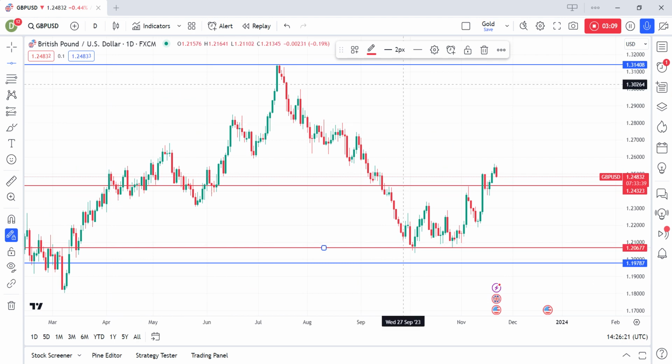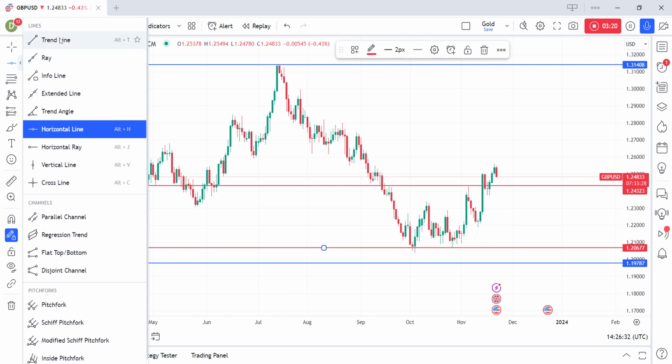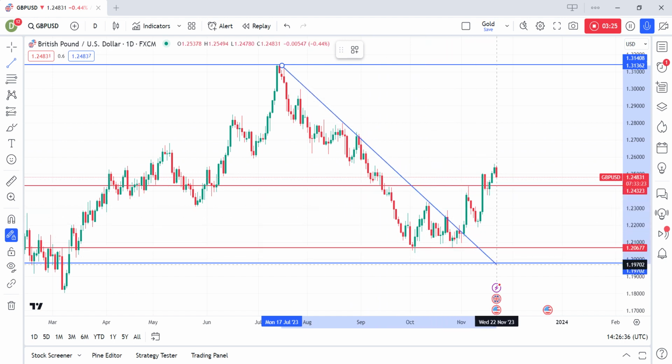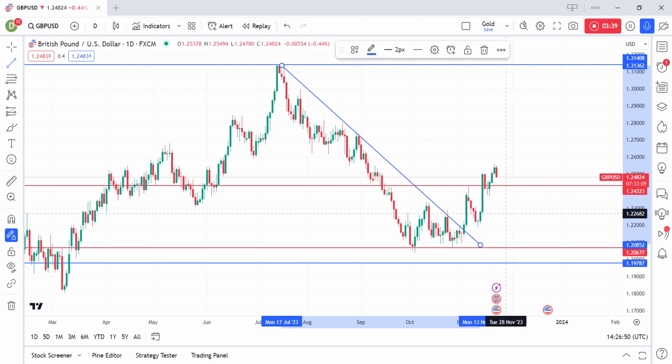Now, on your daily time frame, this is British pound and US dollar. We have broken through. On a daily time frame, you can always draw a trend line, and you will see what happens: the trend line has been broken. When you see a trend line being broken on a daily time frame, I'm repeating myself again, daily time frame.